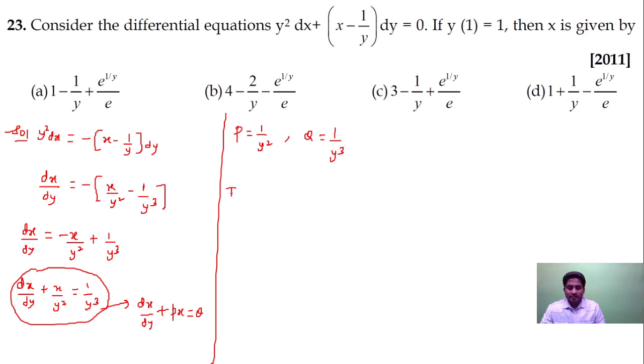Integrating factor is equal to e to the power of integration p dy. So this is equal to e to the power of integration of 1 by y square into dy. Integration of 1 by y square is minus 1 by y. Now the solution is x into integrating factor is equal to integral q into integrating factor dy plus c.